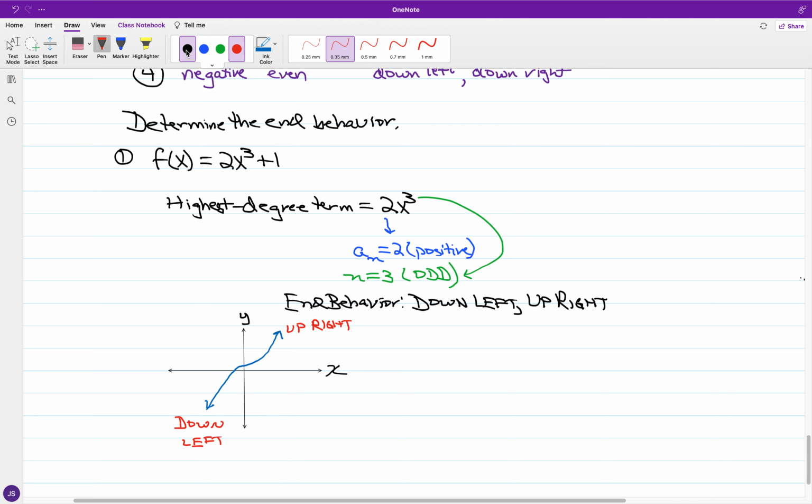So does that mean on the left side of the graph it's going down? It's going down. On the right side of y, it goes up. At the extreme far left, it's going down, and at the extreme far right, it's going up. That is correct. Okay. All right. Thanks.